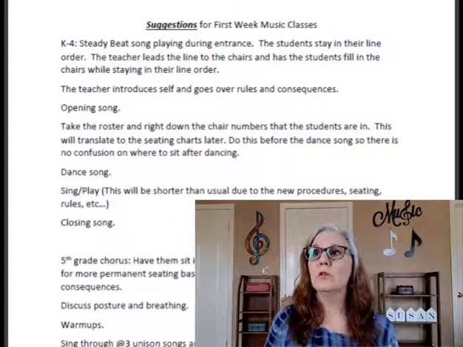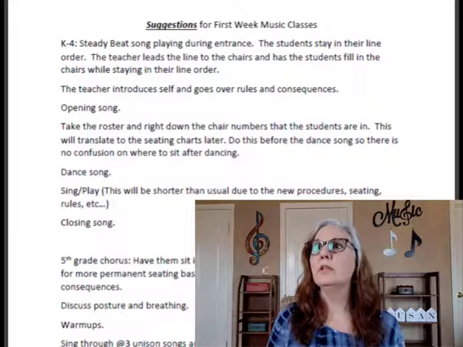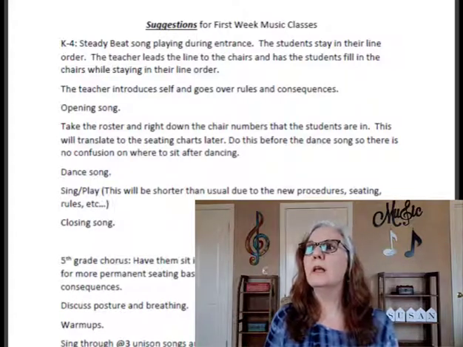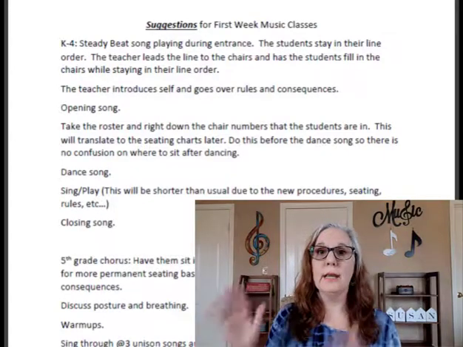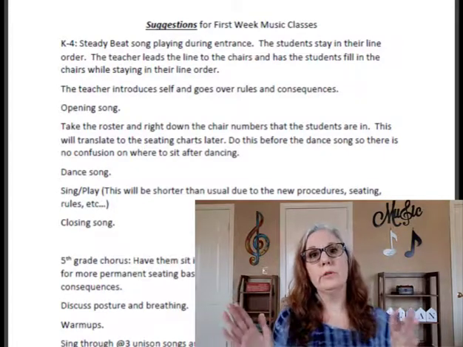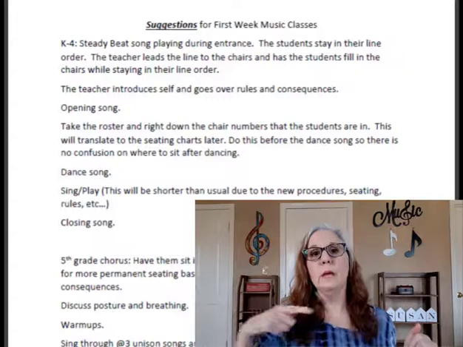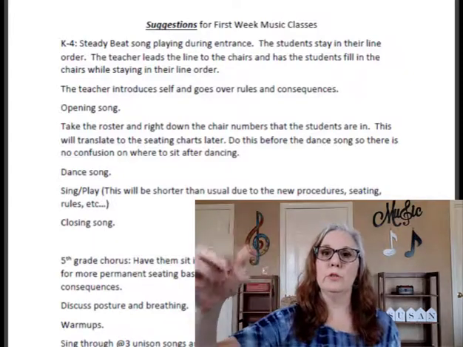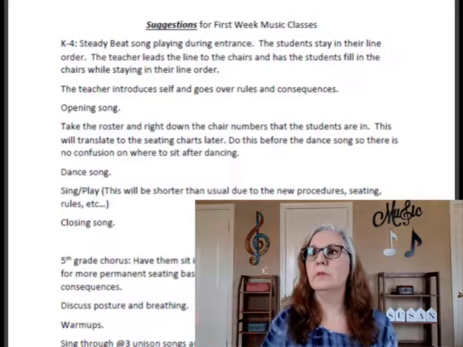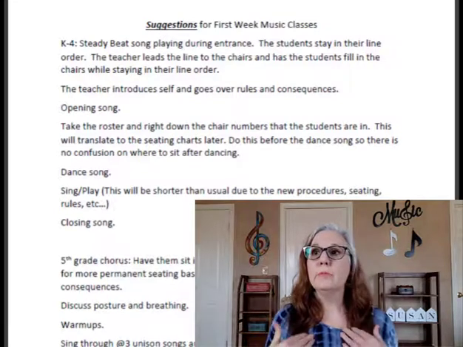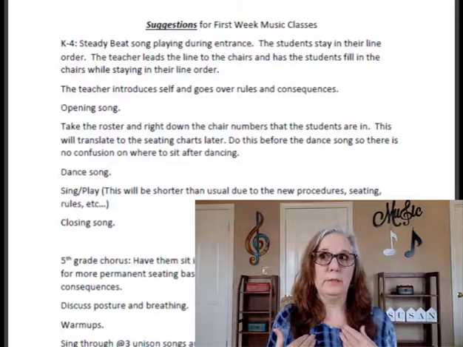The students will stay in their line order. The teacher leads the line to the chairs, and has the students fill in the chairs while staying in their line order. So basically, I just say, everybody follow me, keep following the person in front of you, and I lead them around, and I put the first student in chair 1, chair 2, chair 3, and so on and so forth. Then I introduce myself, and I go over my rules and consequences.